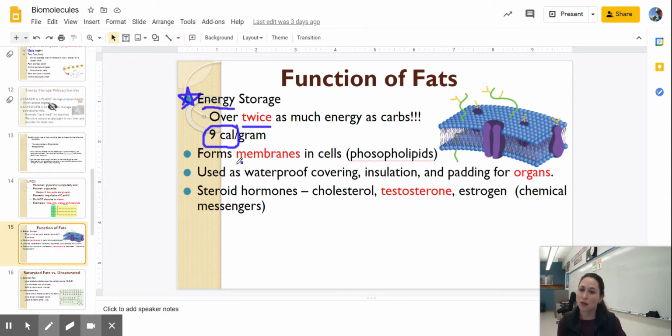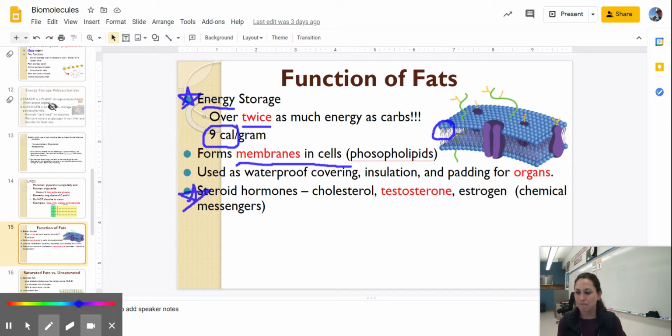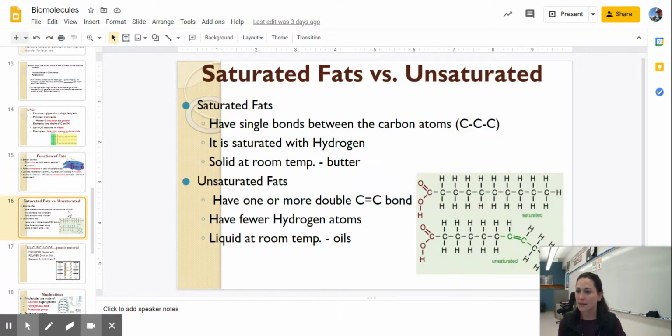The other thing that lipids are used for is that they form our cell membranes, which are the boundaries around our cell. If you look at this picture right here, these little blue dots with the 2 tails are actually lipids, so fats. They're used as a waterproof covering. They insulate, they pad our organs. And again, they're used as hormone messengers that send messages in our body. So things like cholesterol, testosterone, estrogen, those are all lipid-based. And those messages are pretty important. So we use lipids all the time. It's important to have some of those in your diet.